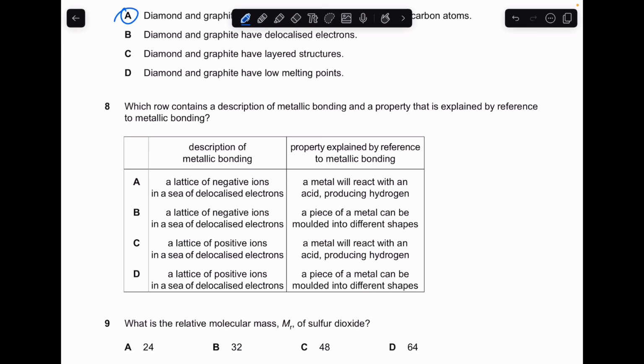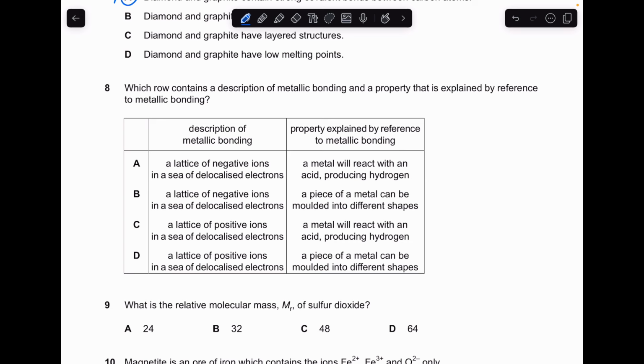Question number 8. Which row contains a description of metallic bonding and a property that is explained by reference to metallic bonding? Let's see the first column. It's not A or B because it's positive ions, not negative. It's C or D. A metal will react with an acid producing hydrogen. Yes, it will, but this statement is not a reference to metallic bonding. It has nothing to do with metallic bonding. If we look at D, a piece of metal can be molded into different shapes, which is a reference to metallic bonding because the lattice of positive ions can slide over each other. So it's D.